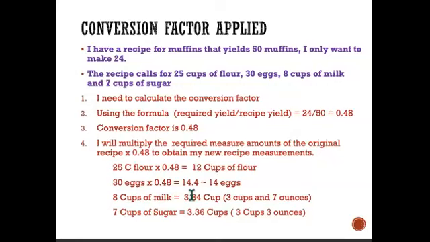8 cups of milk multiplied by 0.48 equals 3.84. So in this case, 3.84 cups would be equal to 3 cups and about 7 ounces. 8 ounces is a cup, so 0.84 will be close to 7 ounces. 7 cups of sugar times 0.48 will give me a result of 3.36 cups, which is 3 cups and 0.36, about 3 ounces.